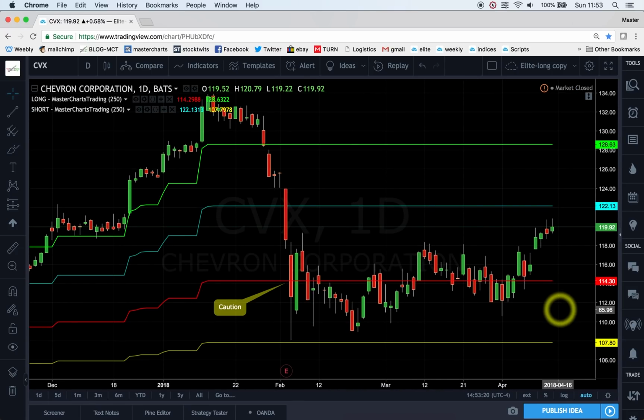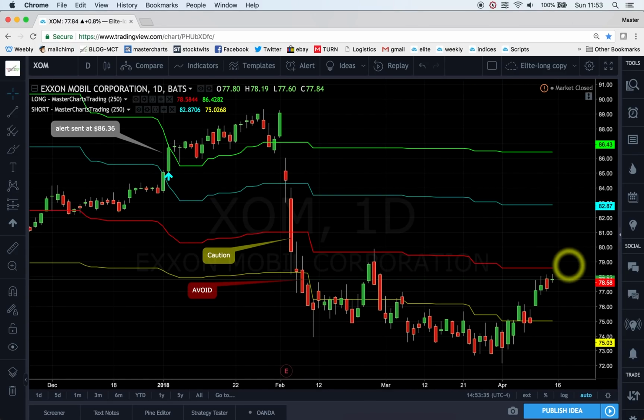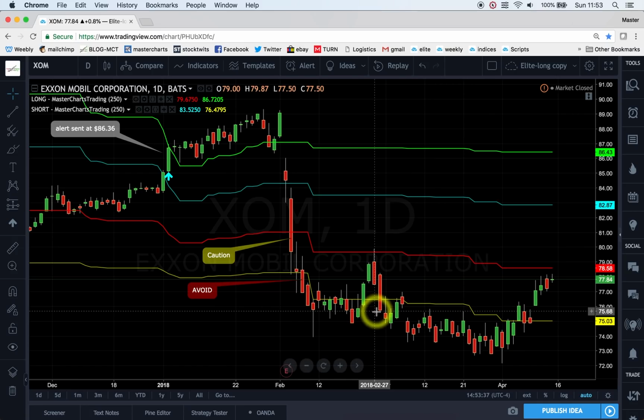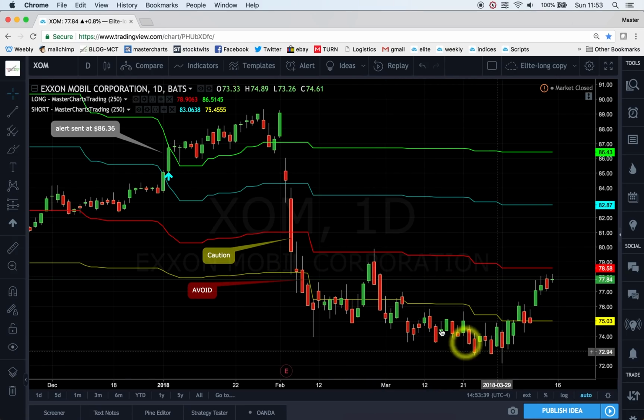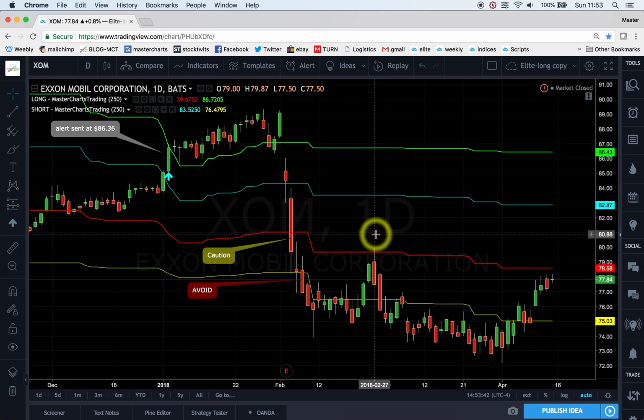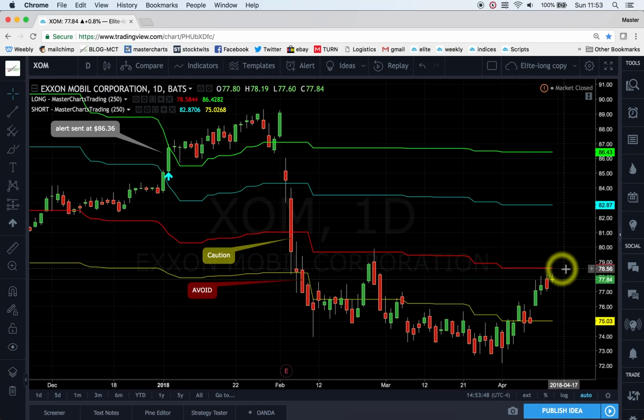CVX, also known as Chevron, very similar pattern. Big part of the XLE energy. So you can see that the test of the support or the resistance at 122 is coming up as well. XOM, ExxonMobil, much weaker chart than CVX. You can see on the 27th of February here, rejection right there at the red line and the push lower. So I wonder if the same thing will happen now at 78.58.